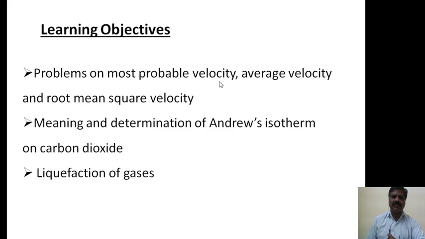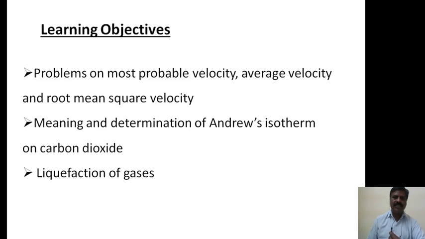Now, the main objectives of this session are solving some problems on most probable velocity, average velocity, and root mean square velocity. Then we also have to determine the critical temperature by using Andrews isotherms of carbon dioxide. Then we also have to discuss in this session the liquefaction of gases. We have to discuss this one by one in this session.